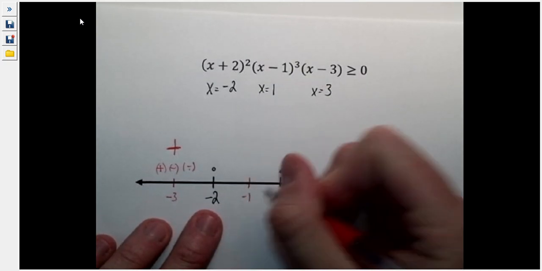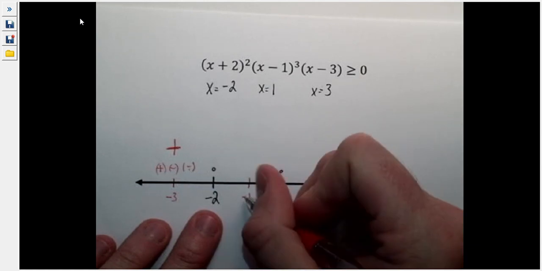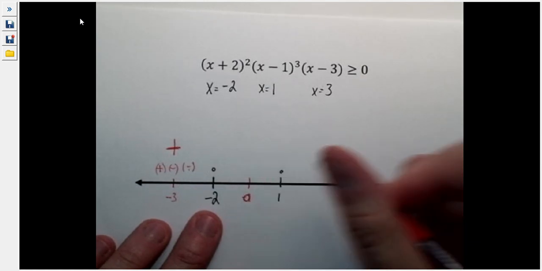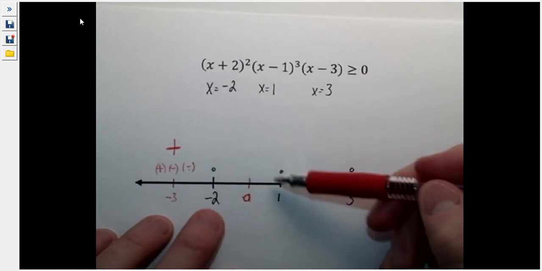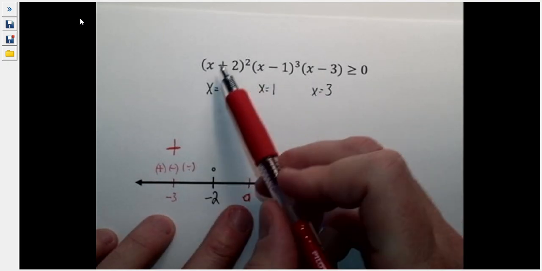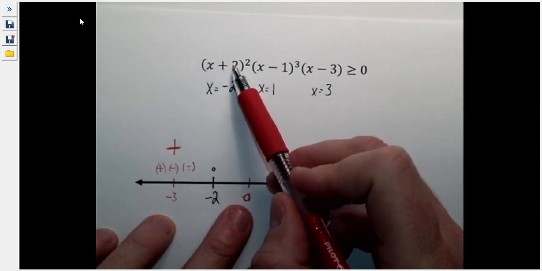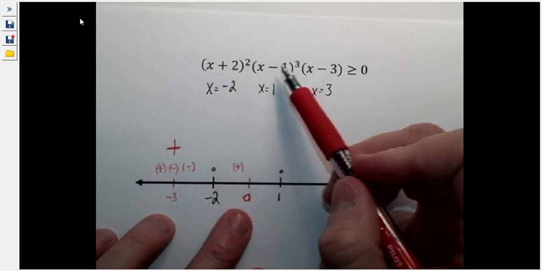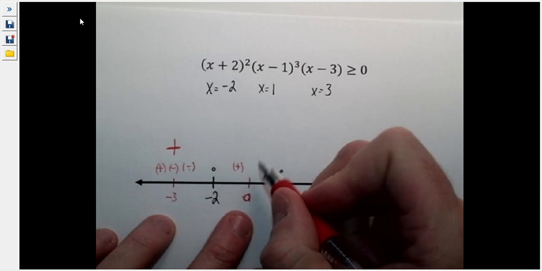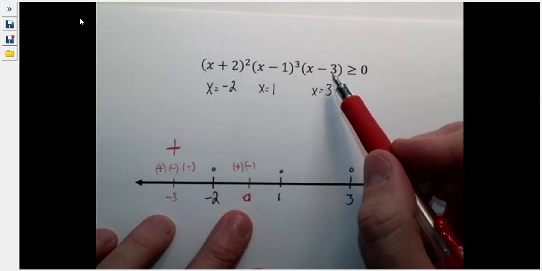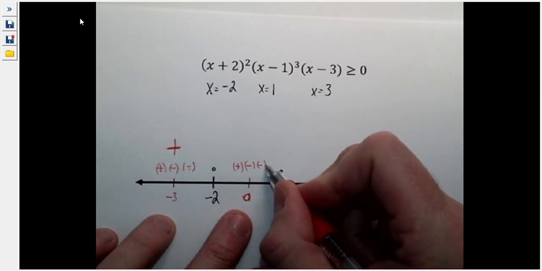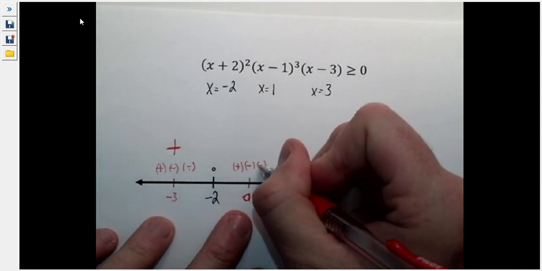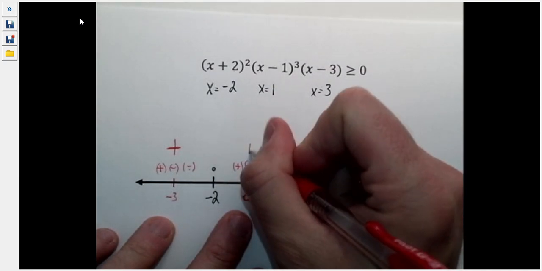Now I'm going to pick -1. Or you could pick 0. Let's pick 0 because that's going to be really easy. So I pick 0 because 0 is between -2 and 1. When I plug in 0, I get 2 squared, that's positive. When I pick 0, I get -1 cubed, which is going to be negative. 0 minus 3 is negative. That means a negative times a positive, positive.